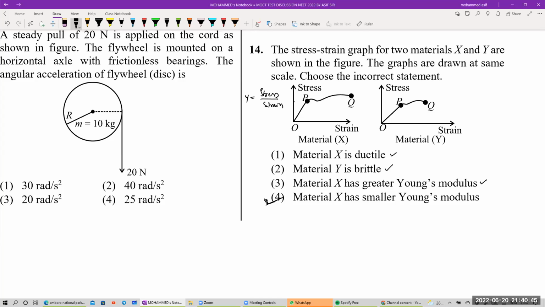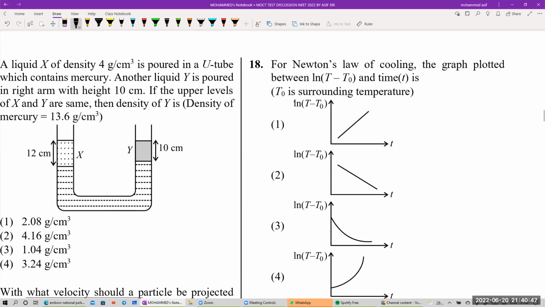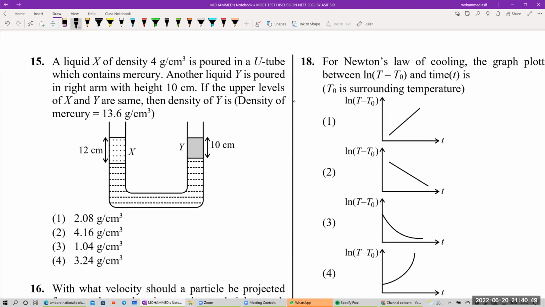Very good. Very good चला। Now fluid mechanics का देखिए बेटा, अब कल एग्जाम भी है आप लोग को, एक बार आप लोग को ऐसे वाले क्वेश्चंस करना जरूरी आना चाहिए. A liquid X of density 4 gram per centimeter cube is poured in a U-tube which contains mercury. Another liquid Y is being poured in the right arm with a height of 10 centimeter. If the upper levels of X and Y are same, then density of the Y is, density of the mercury is 13.6 gram per centimeter cube.